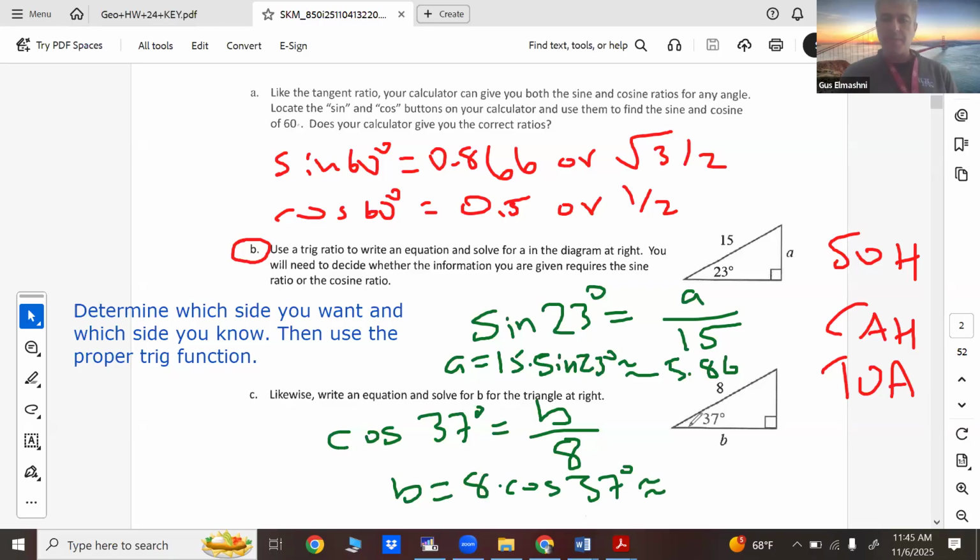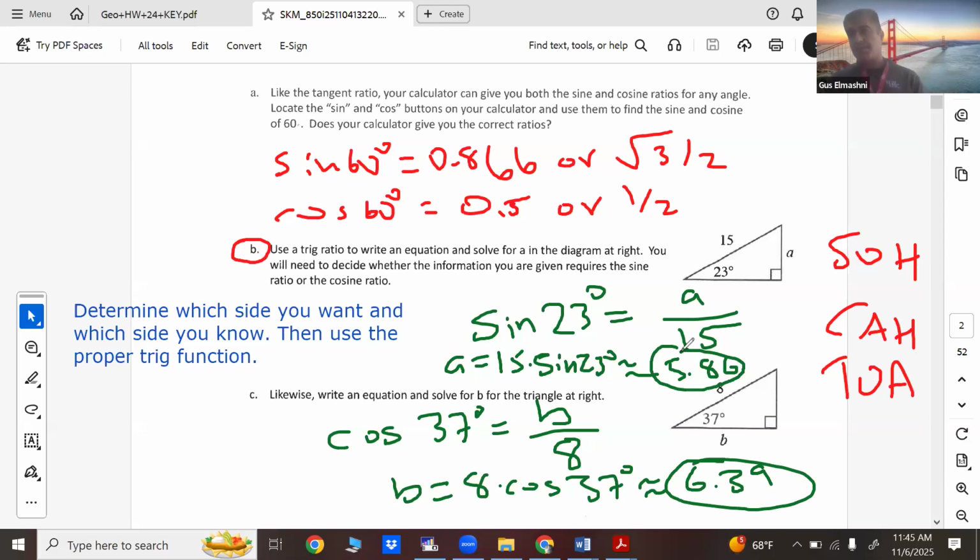And 6.39. Yeah. And by the way, side A should not be more than 15. Side B should not be more than 8. Right? Because the legs are never bigger than the hypotenuse.